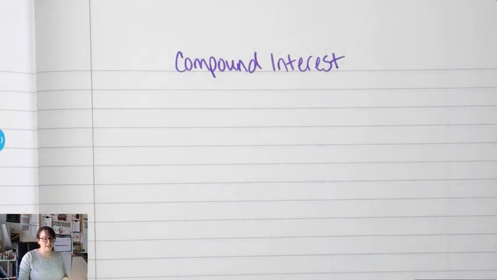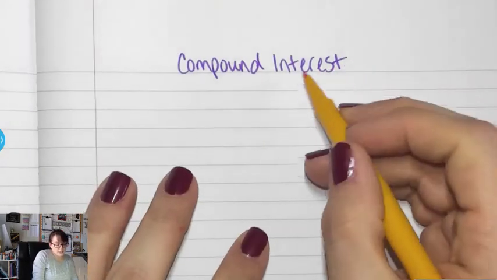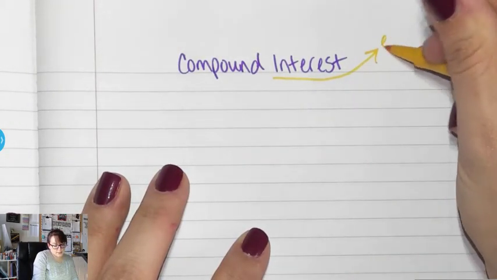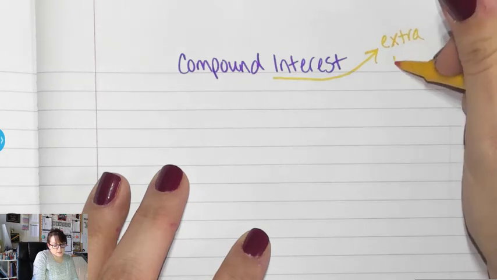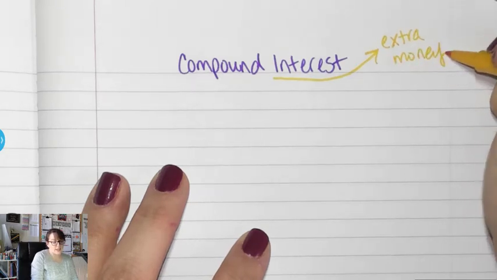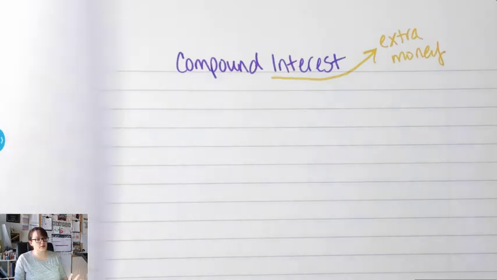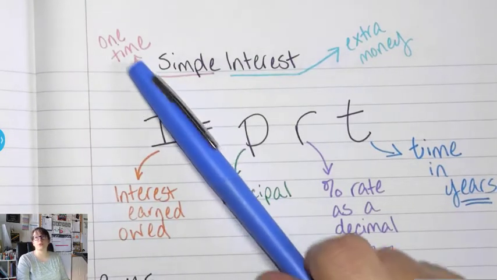Compound interest, just like yesterday. Interest is extra money. If you borrow money, it's extra money you pay. If you invest money, it's extra money you get out. Let me back up. Simple interest, I'm going to turn the page. Simple interest was one time.